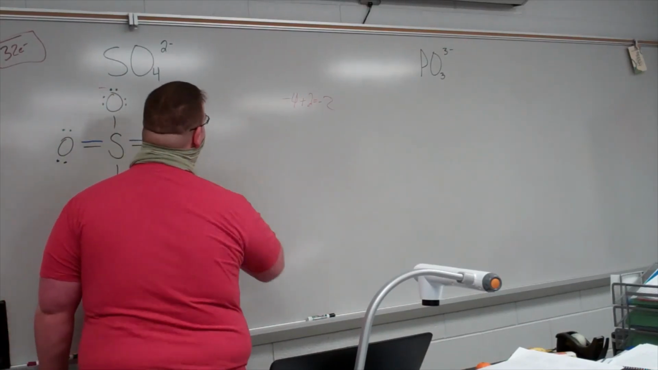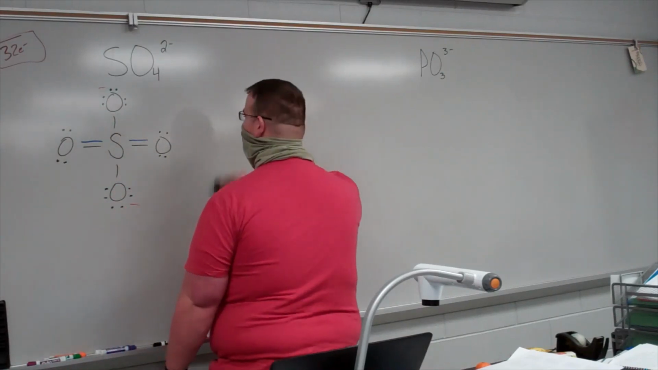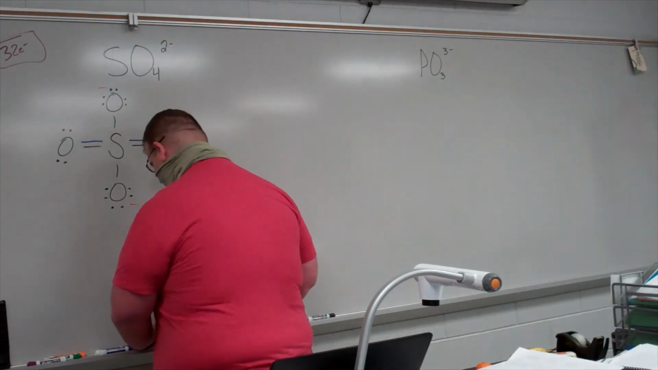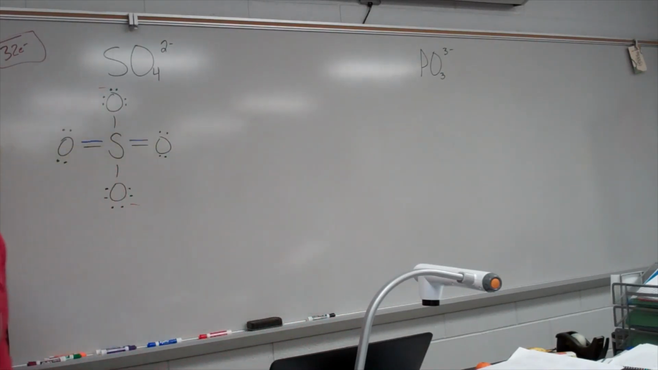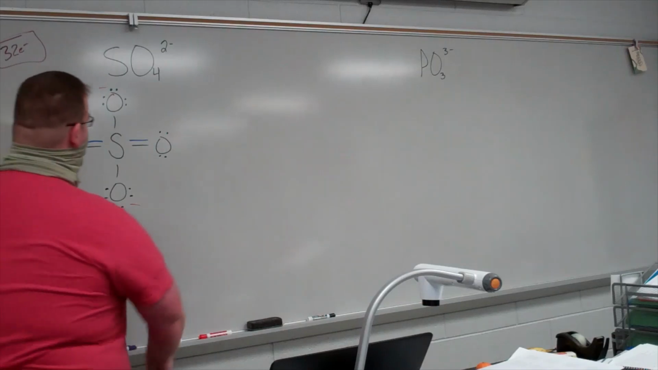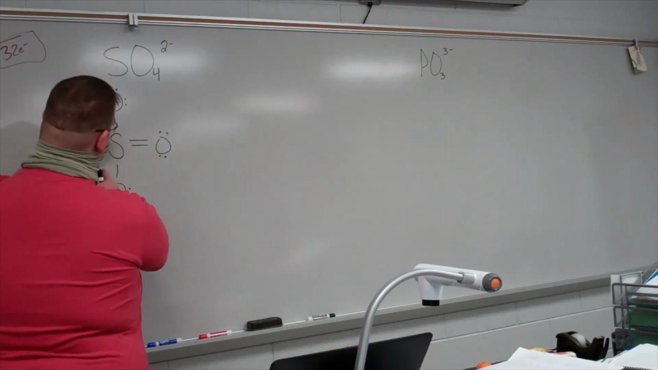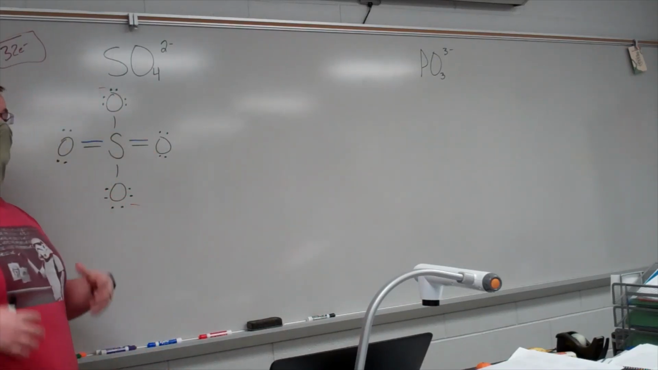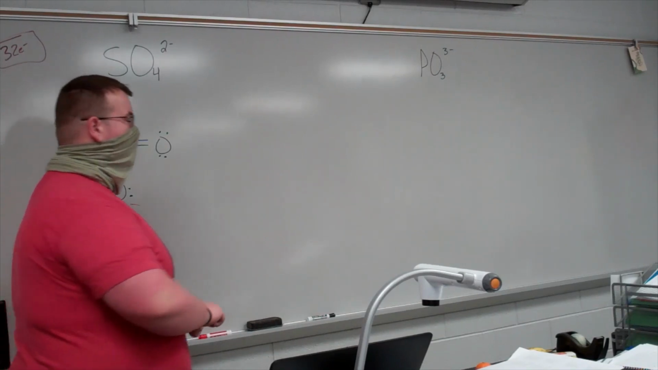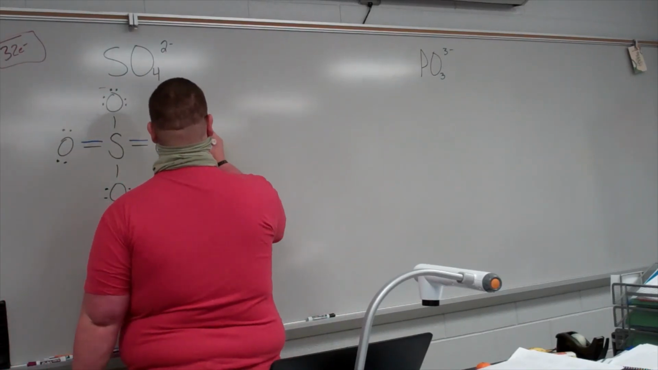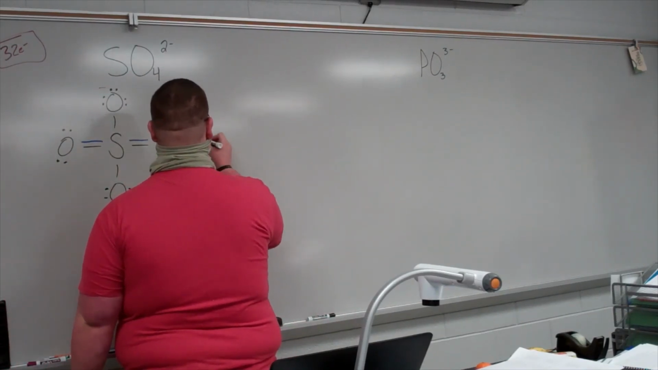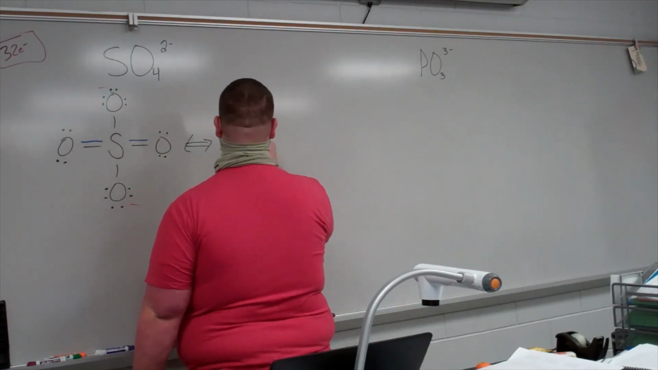So now, am I done? No. Why? Resonance. Resonance structure. These double bonds could have went here and here. So I must represent that in a resonance structure. So I give my resonance structure side. I build the skeleton.